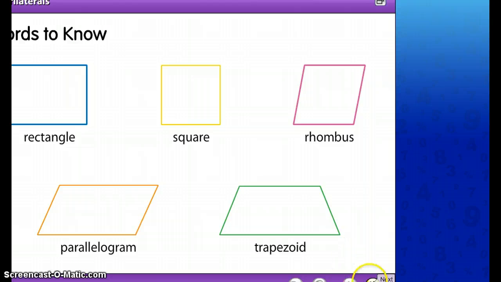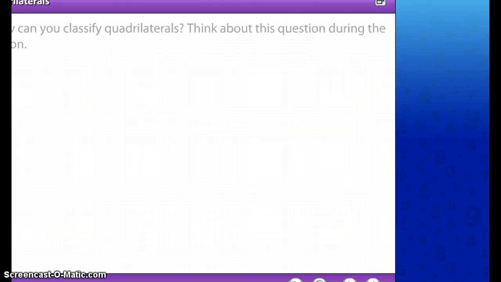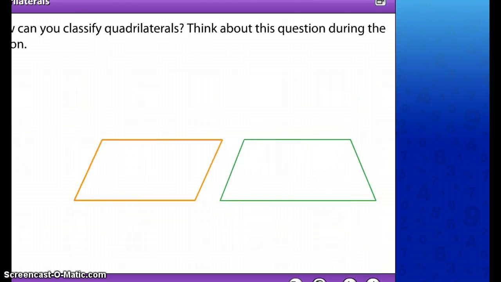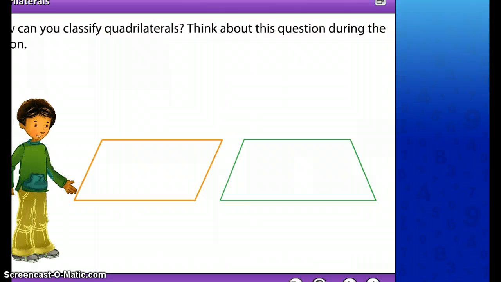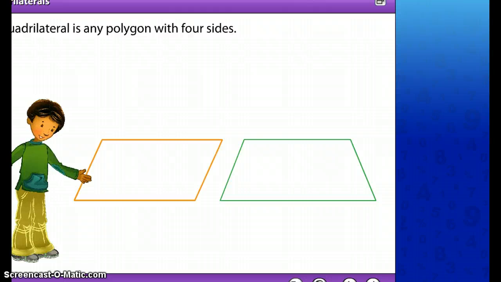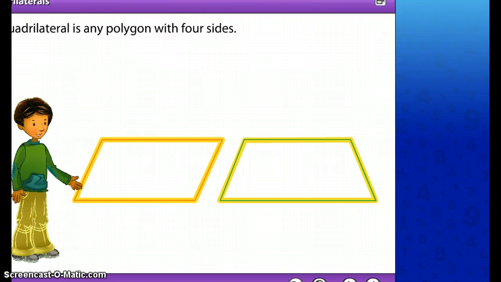All of them are four-sided figures that are closed. How can you classify quadrilaterals? Think about this question during the lesson. A quadrilateral is any polygon with four sides.